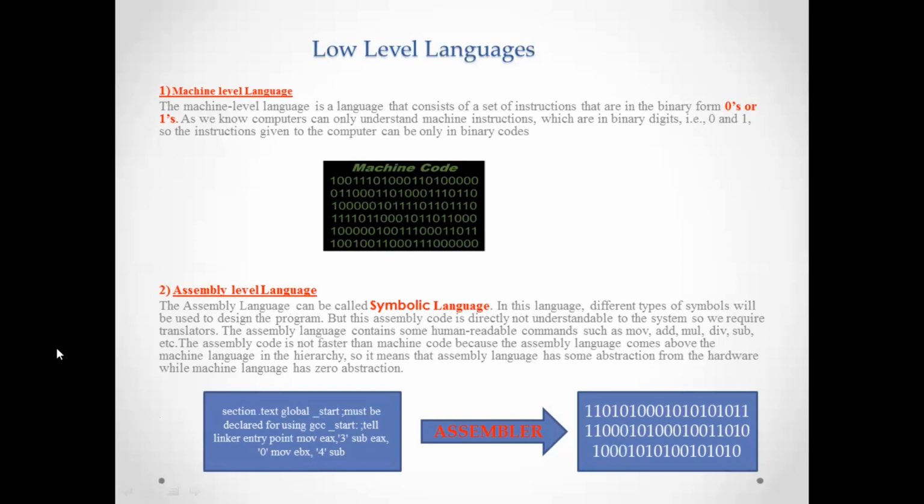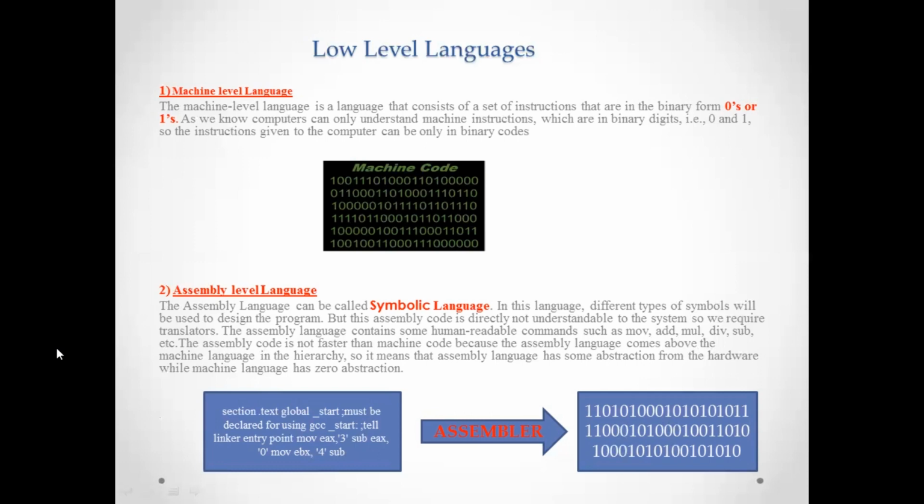Then the next is assembly level language. Assembly level language is also called symbolic language, and different types of symbols are used to design the program. But assembly level language cannot be directly understood by the system. There is a need of a translator. Okay, we use the translator to convert the assembly level code into machine code.